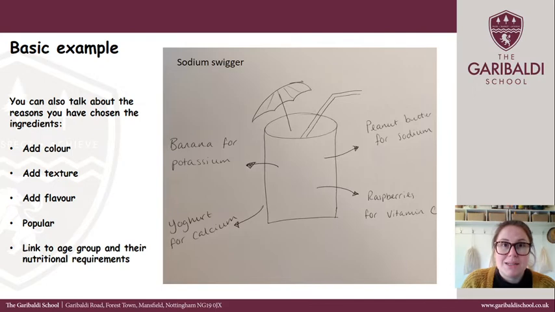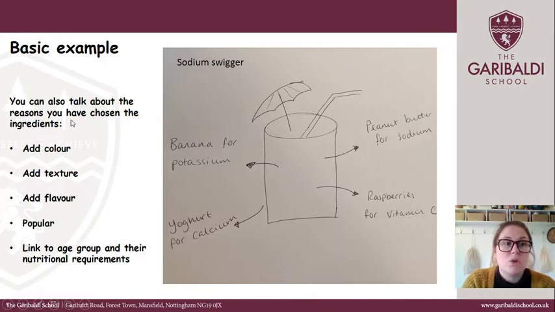So this is quite a basic one. This is absolutely fine as a basic, but I would expect the majority of you to be able to add a little bit more information. So I have put that there's banana in there for potassium, because bananas are high in potassium. Peanut butter gives you the sodium, and it's a sodium-based one, this example. Raspberries for vitamin C, yogurt for calcium.